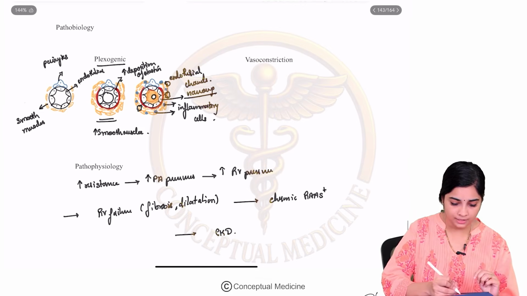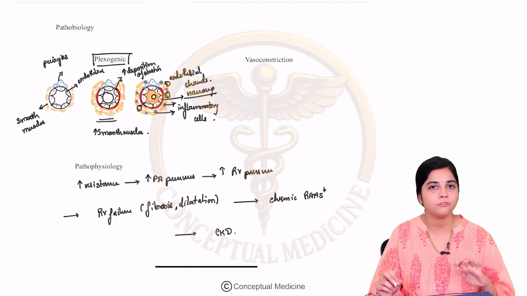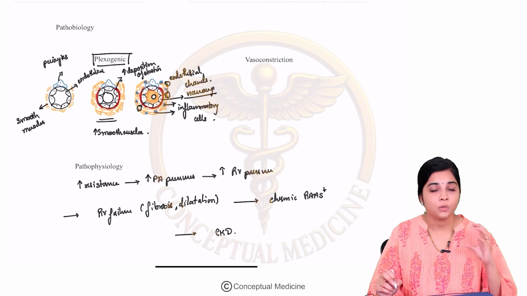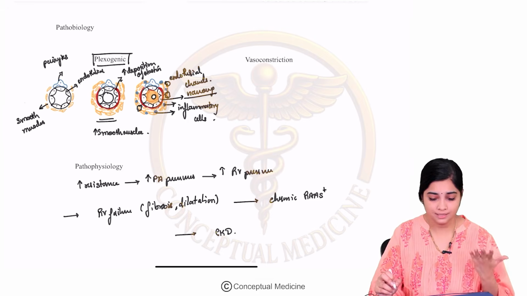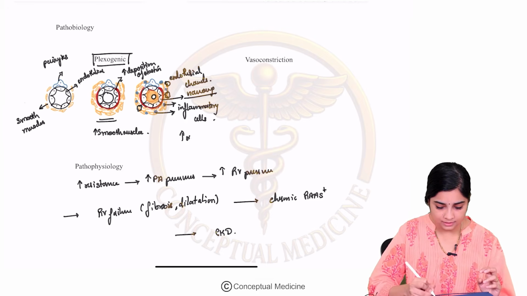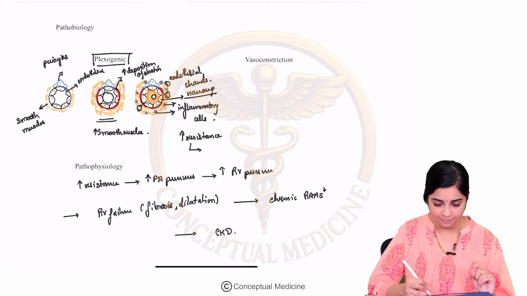And this is what we call the plexogenic model, which explains the pathophysiology of pulmonary hypertension. So once there is narrowing, what happens to the resistance? Once there is narrowing, there is an increased resistance to the flow of blood, and hence there is development of pulmonary hypertension.